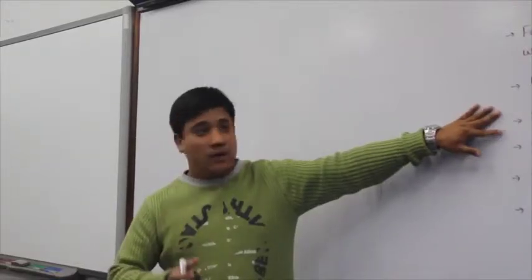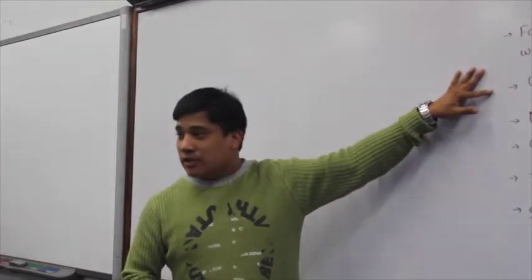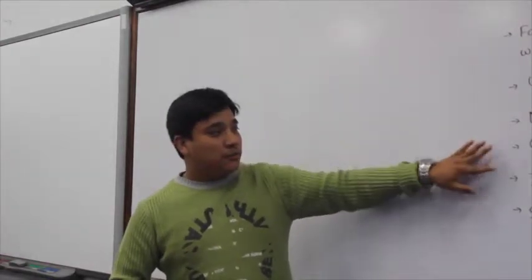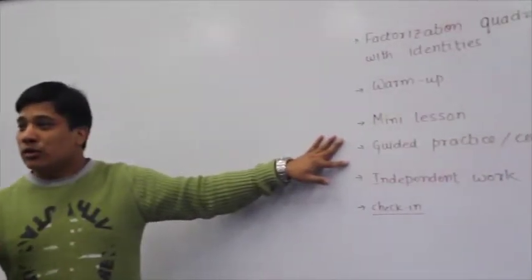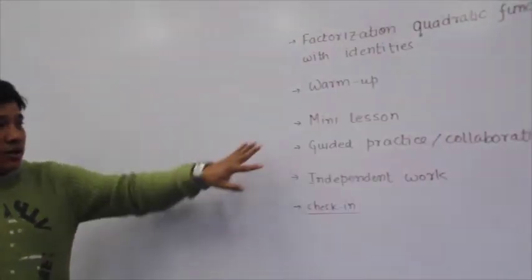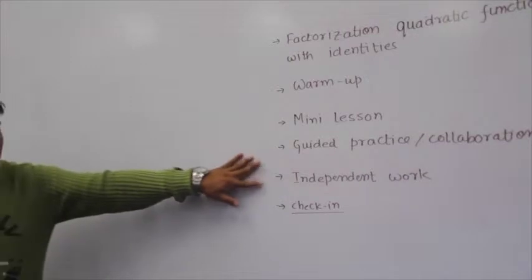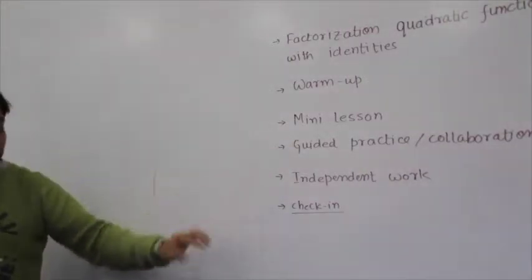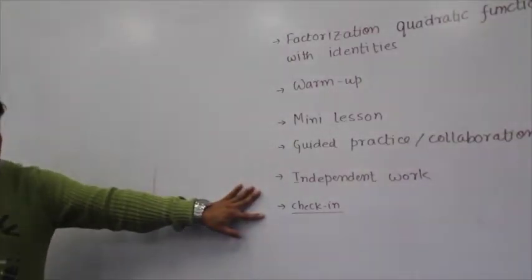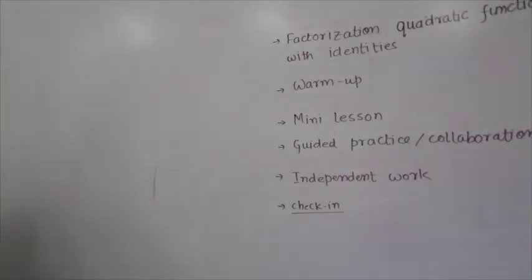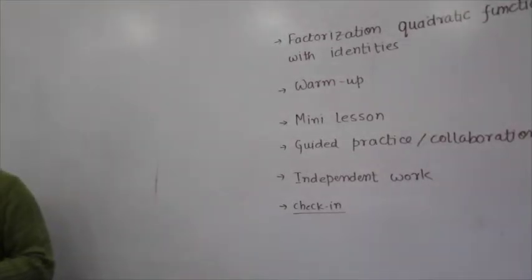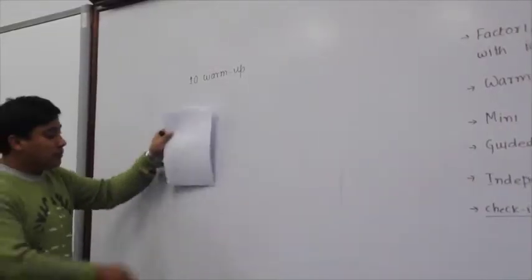Some of the examples of factorization using those identities, right? And once we're done with that, I'll take some questions that we'll do together, so you can talk to each other. That would be basically a guided practice. And after that, you will get a worksheet where you have to work independently, right? And towards the last 15 minutes, you will have to check in on what you have covered in the last class, right? So, get this warm-up here.